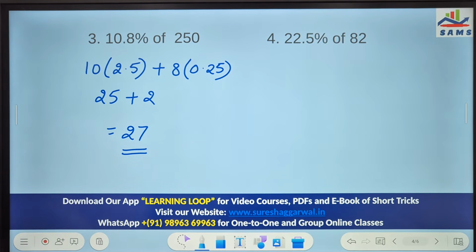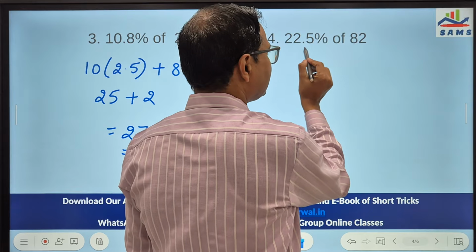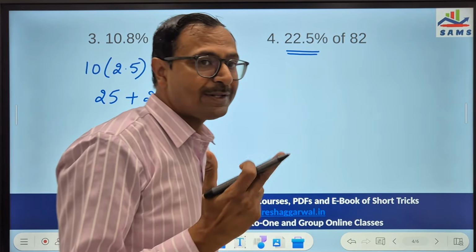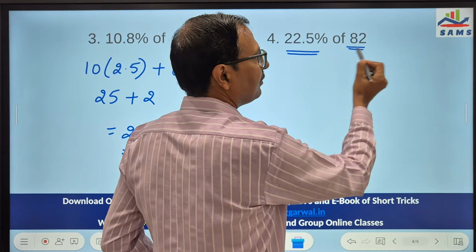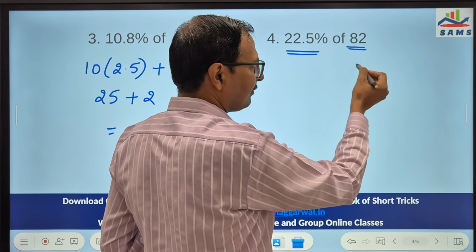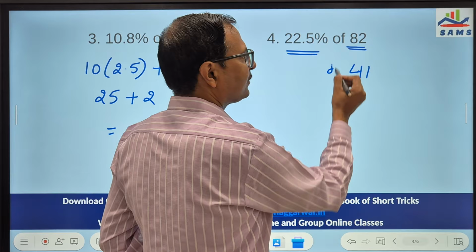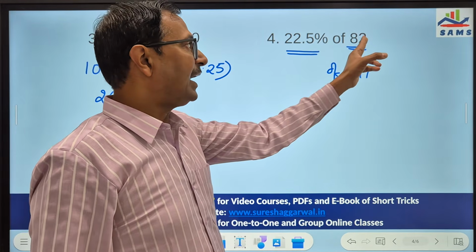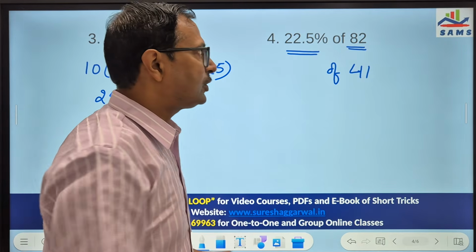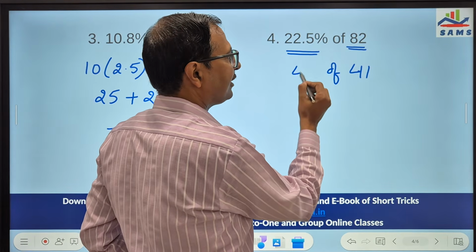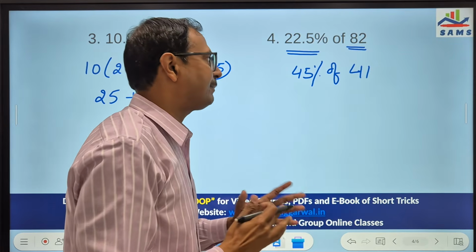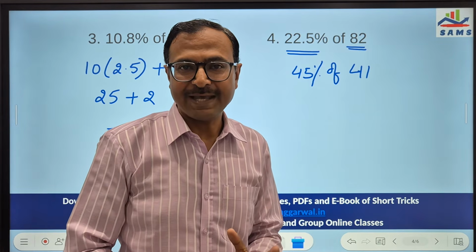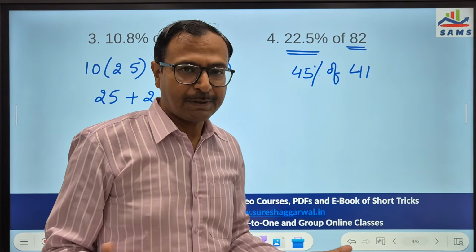Likewise, see, the percentages will surely get easier and easier as you progress through the questions. Now here you have a percentage which is ending in 5. So what do I do in such cases? This is an even number, so I will reduce this to half. So this will become 41 and this will become double. So I am extracting a common factor 2 out of this and giving it to 22.5, so that 22.5 becomes the double, 45%. And now finding 45% of 41 is far easier than finding 22.5% of some number, right?